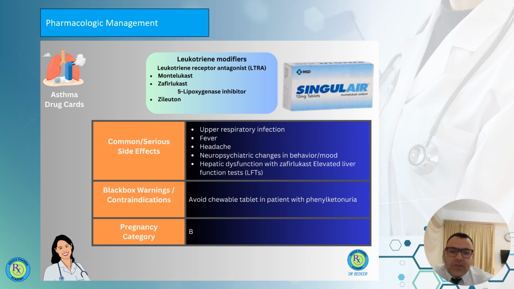And the common side effects are upper respiratory tract infection, and the very important side effect, which is neuropsychiatric changes in behavior and mood, and hepatic dysfunction, which usually happens with elevated liver function tests. It's category B, so it can be used in pregnancy. Chewable tablets should be avoided with phenylketonuria because they contain a phenylalanine product.